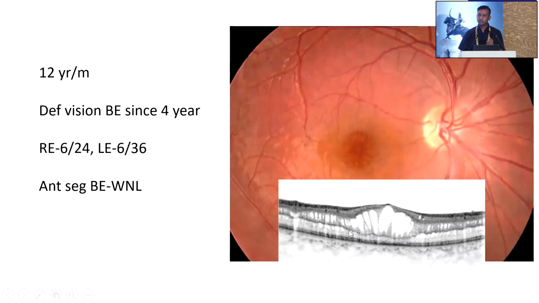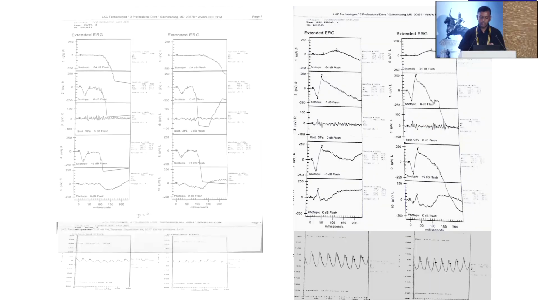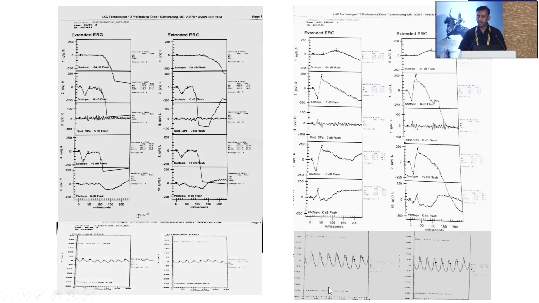This case is seen because in most of the cases, we don't get to see this classical picture, or the schitic cavities are very few. So there we might miss the diagnosis and term it as occult macular dystrophy or something like that. But if you get an ERG like this, electronegative ERG, then you can confidently say that it is a case of juvenile X-linked retinoschisis.